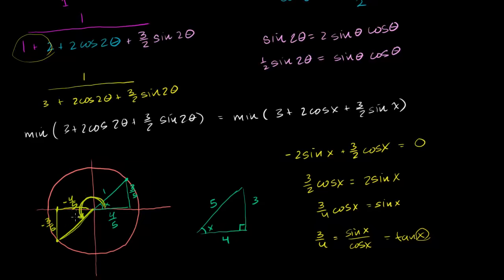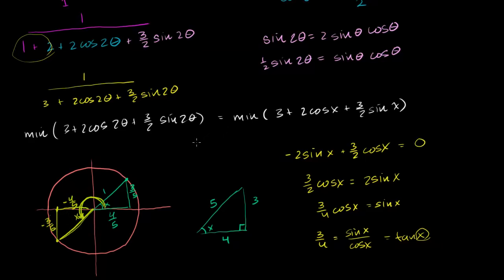And notice, we don't even have to figure out what the x is, because we know that the tangent is 3/4, and either the sine is going to be 3/5 and the cosine is going to be 4/5, which will give us a maximum point, or the sine will be negative 3/5 and the cosine will be negative 4/5. So let's use these over here.